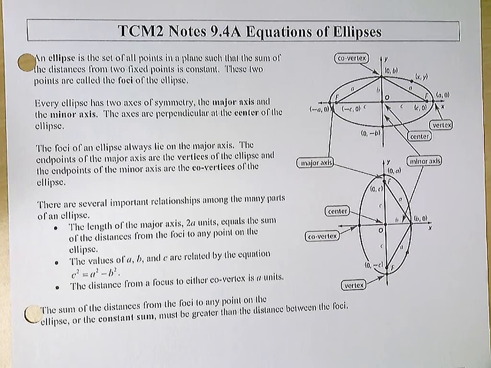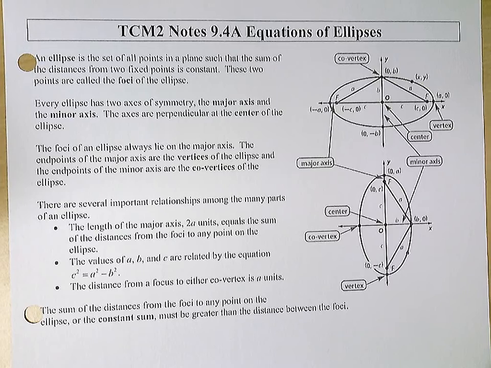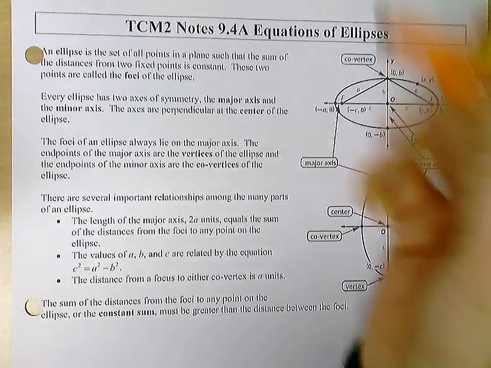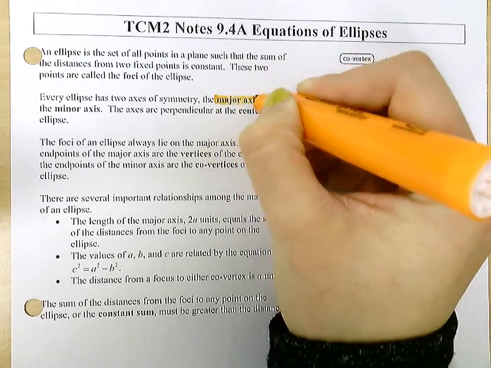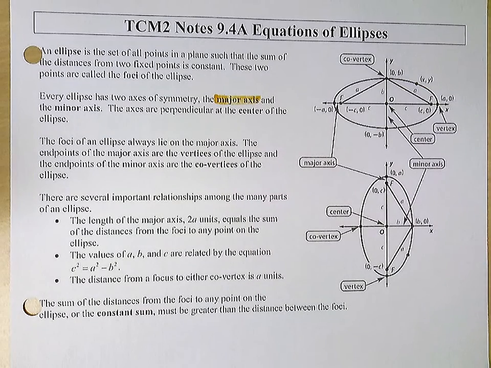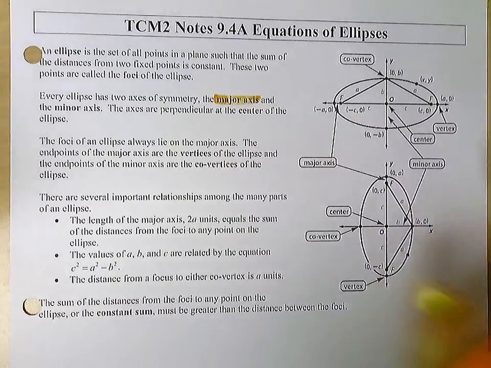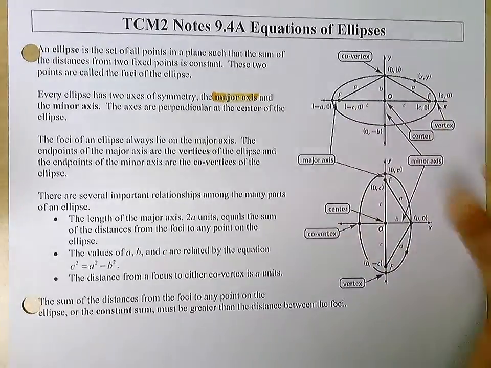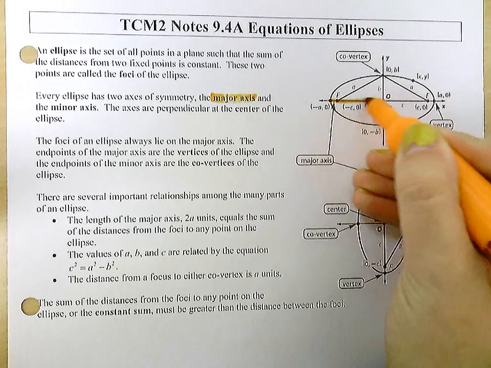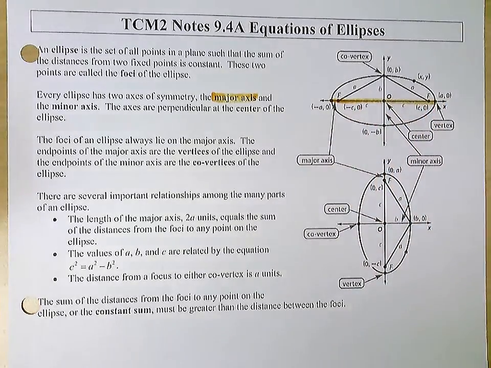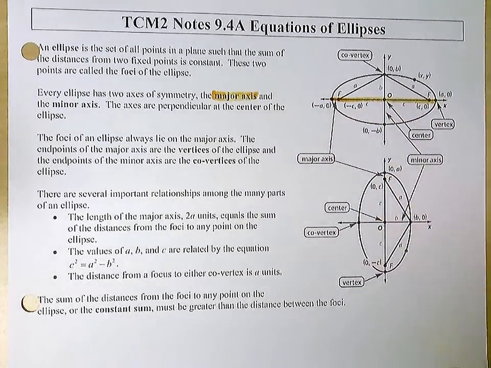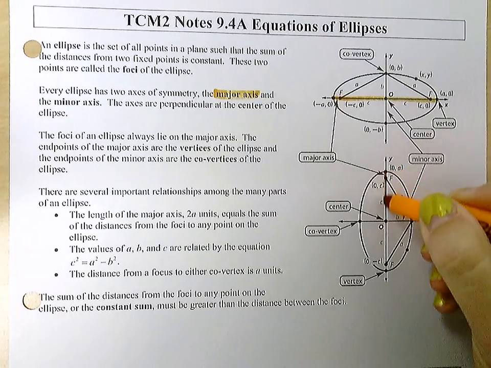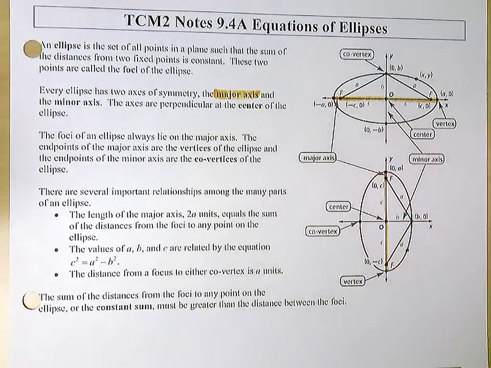Every ellipse has two axes of symmetry. It has a major axis and a minor axis. Your major axis is the longer axis of symmetry. In this horizontal ellipse, your major axis is right here. And in your vertical ellipse, your major axis is right here.